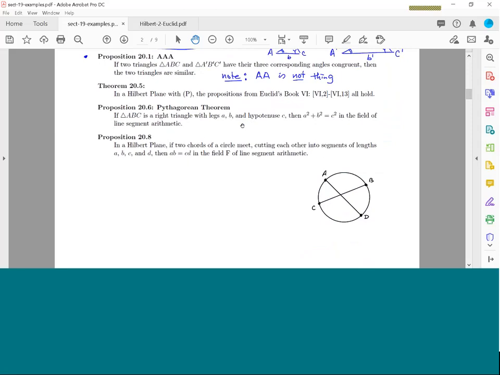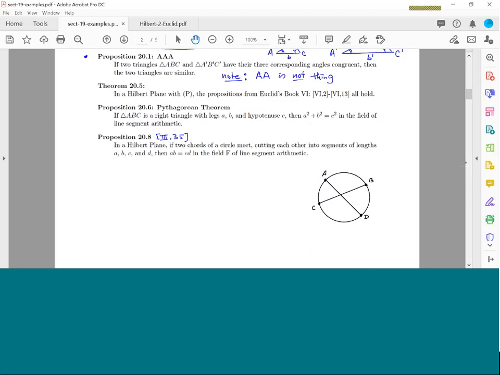Now, one of these that I did want to talk about is proposition 20.8. And it's not that proposition 20.8 is anything awesome and special. It's that I wanted to go over at least one example where we had to play around with the line segment arithmetic. Okay. So this one is also something that we've seen back in Euclid. This is book 3, proposition 35 in Euclid.